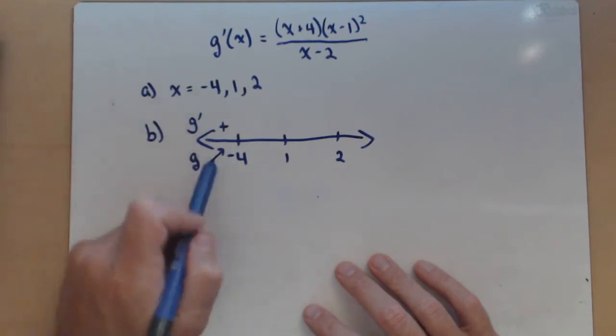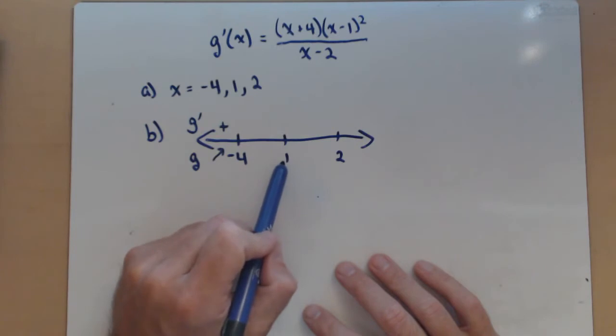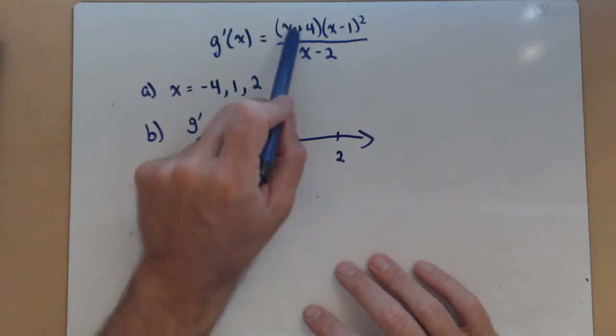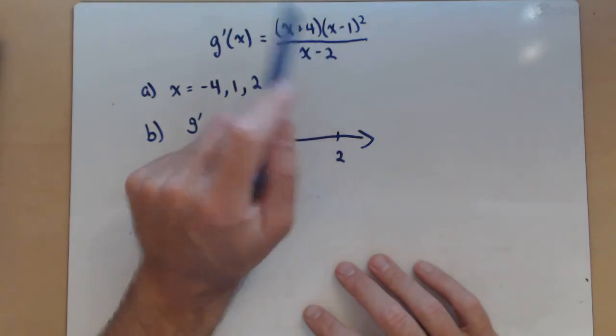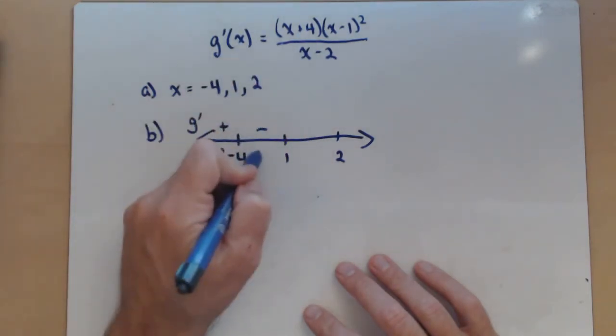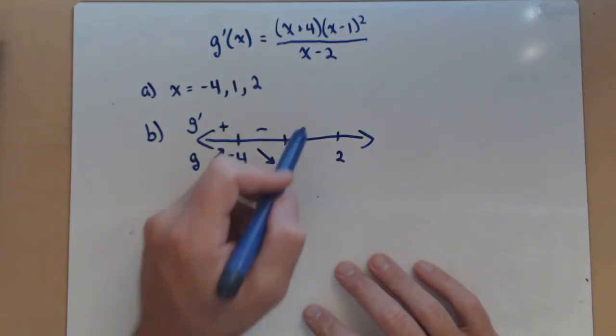So I like to write what g is doing underneath. In between -4 and 1, a very easy test point is 0. 0, positive. 0, because of the square, positive. And 0 down here, negative. So that's negative. That means the original function would be decreasing.